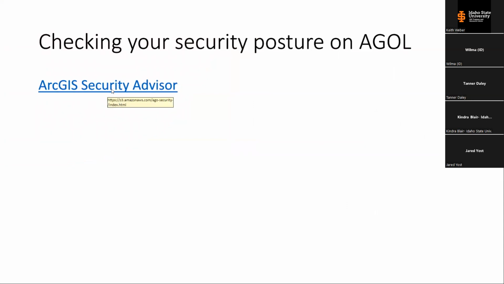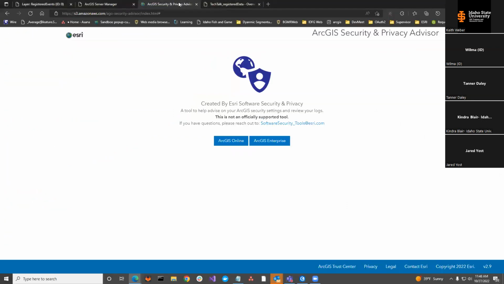Now to wrap things up, I want to show everybody one tool that's available from the ArcGIS security team, and this is ArcGIS Security Advisor. I have that pulled up in my tab as well. And though there's an option to connect to ArcGIS Enterprise, admittedly, I've spoken to some of these security team personnel, they're still working on this feature. But for ArcGIS Online, it works quite well.